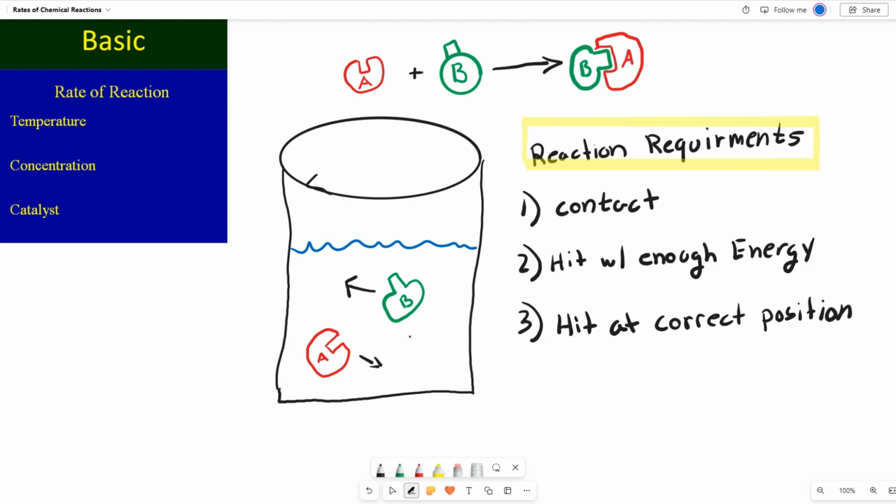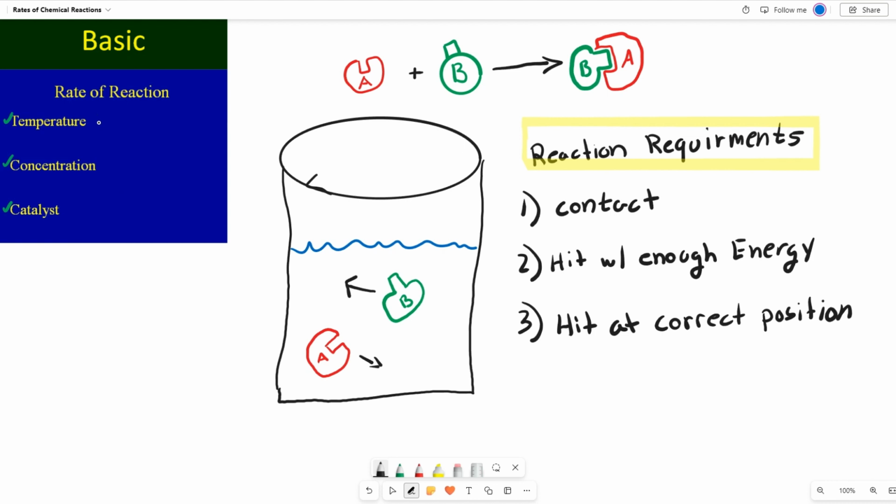Now there's three things that we can do that can speed up reactions. One of them is we can affect the temperature. Another one is we can affect the concentration. And then the third one is we can add in a catalyst. So let's take a look at these three things that we can do to help speed up the rate of a reaction, and see how each one of these situations, temperature, concentration, and catalyst, can affect or speed up the rate of a reaction.